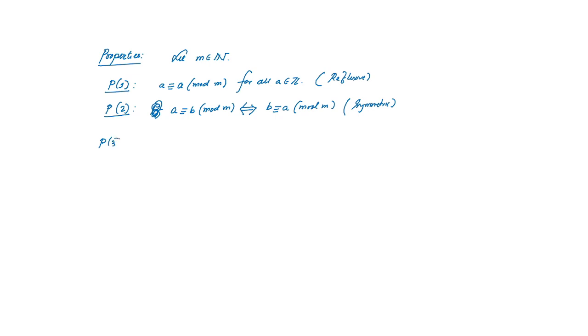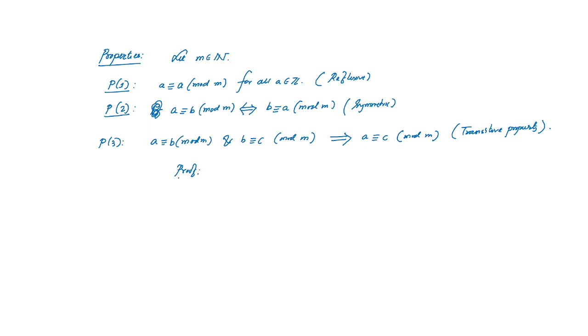And third property: if a is congruent to b modulo m and b is congruent to c modulo m, from that we can write a is congruent to c mod m. This property is called the transitive property. We can prove this property very easily.